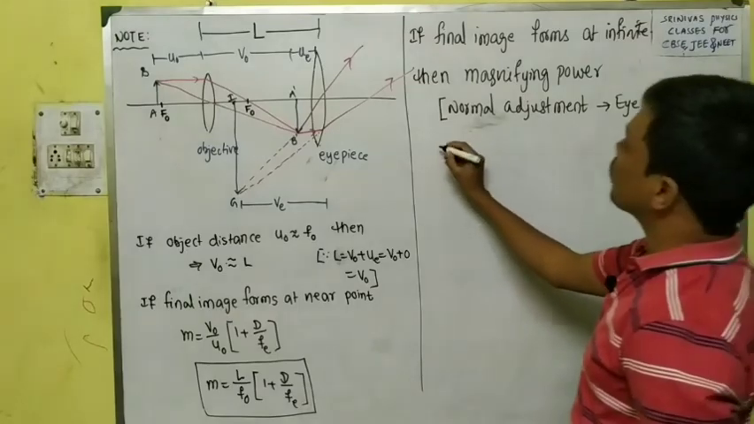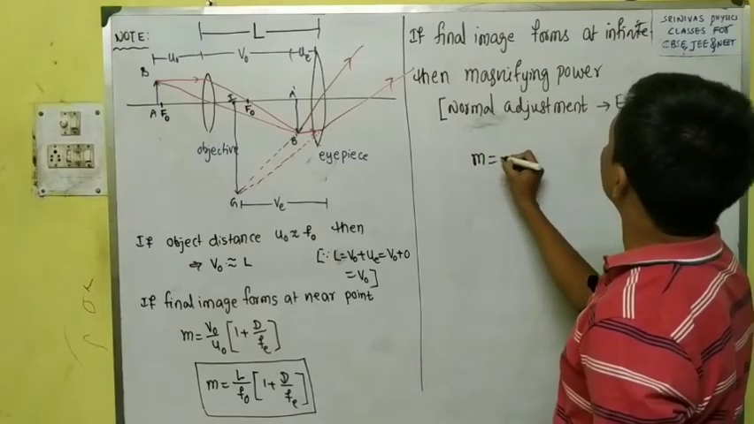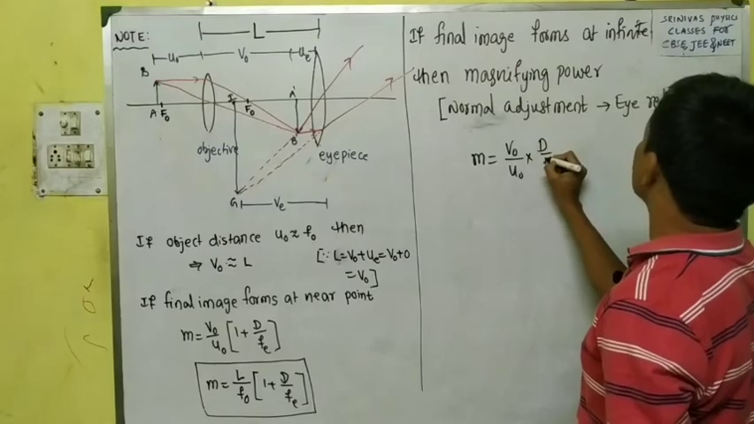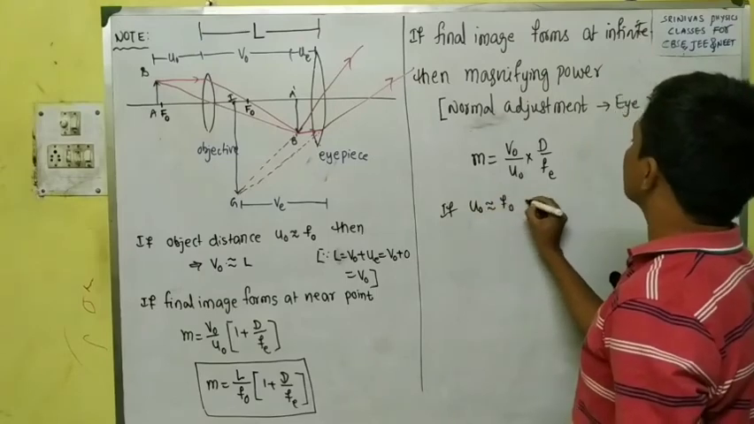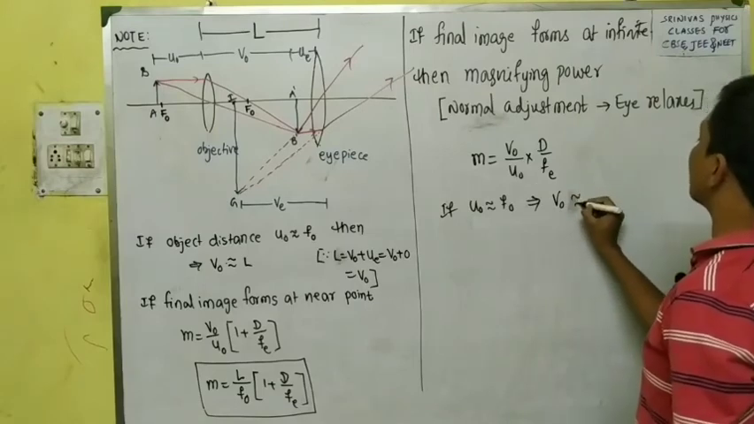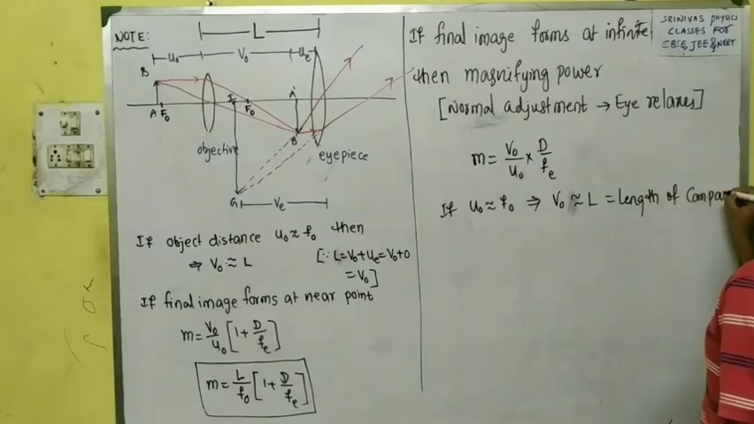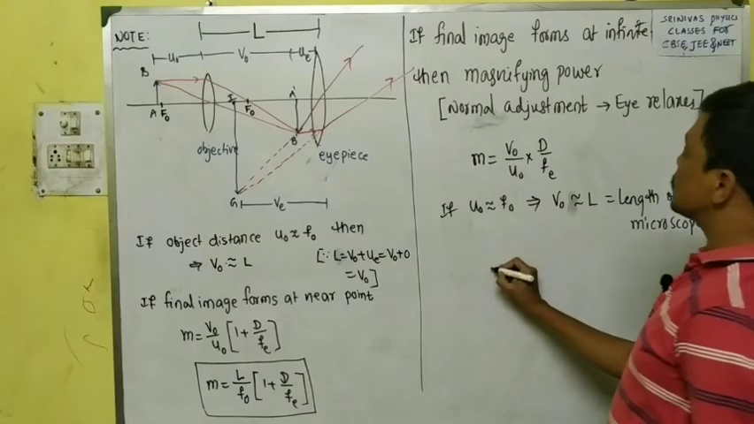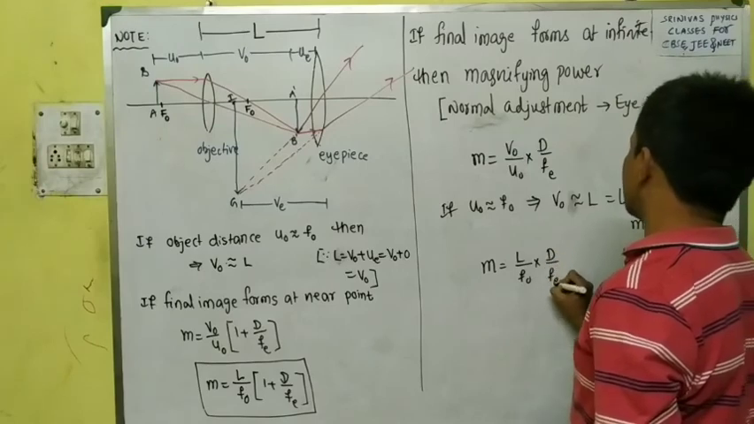Now in this case, we substitute in the magnifying power formula. We know when the final image forms at infinity, M is V naught by U naught into D by Fe. If U naught is nearly equal to F naught, then V naught is nearly equal to L, where L is the length of the compound microscope. The distance between the two lenses is called the length of the compound microscope. Substituting in the above equation, we get L by F naught into D by Fe.